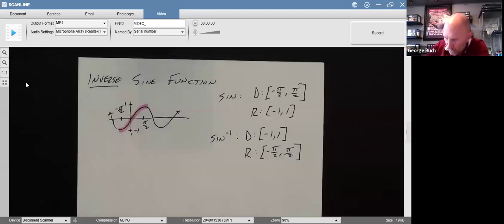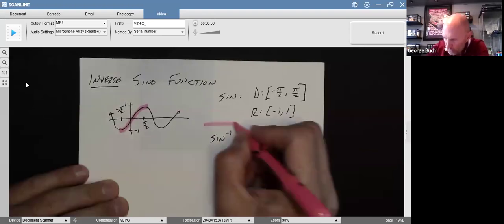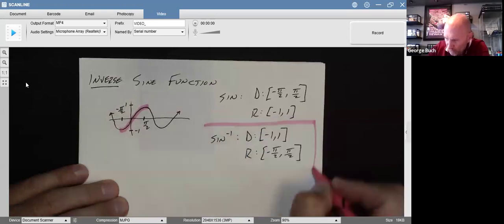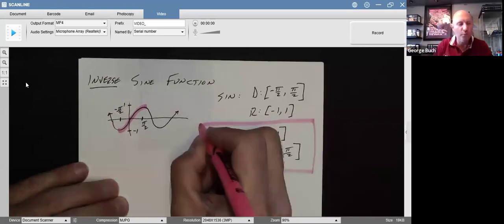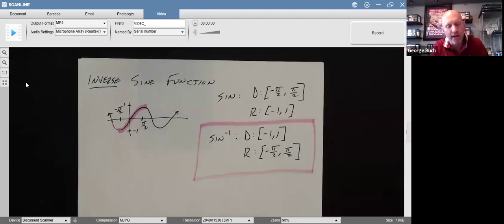So on a test, when it asks you, and it will ask you several times, what is the domain and range of the sine inverse function, that's what your answer should be. The domain is -1 to 1 with brackets. The range is -pi/2 to pi/2 with brackets.